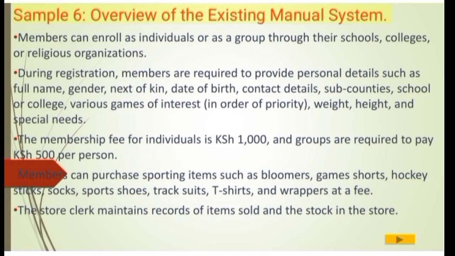Sample 6. Overview of the existing manual system. Members can enroll as individuals or as a group through their schools, colleges, or religious organizations. During registration, members are required to provide personal details such as full name, gender, next of kin, date of birth, contact details, sub-counties, school or college, various games of interest in order of priority, weight, height, and special needs. The membership fee for individuals is KSH 1000, and groups are required to pay KSH 500 per person.